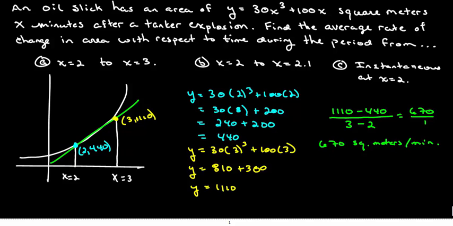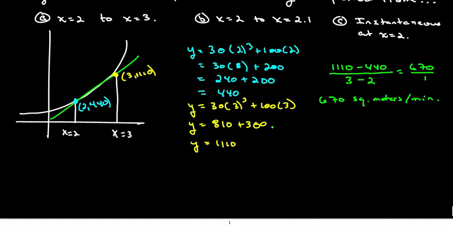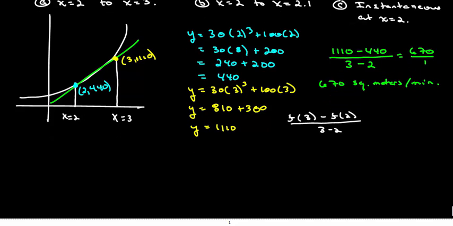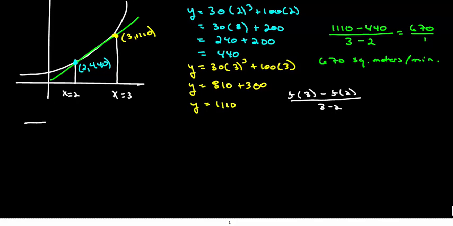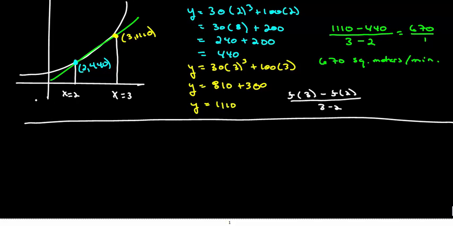Now, if you just want to follow the formula, all you got to do is take the function evaluated at your initial point plus the little bits. So 2 plus 1, which is 3, so f at 3 minus f at 2 all over 3 minus 2, which is essentially what I just did. This right here is the 1110, and this right here is the 440. Okay, let's look at B. We got to go between 2 and 2.1 minutes. Same deal, it's just that we're taking this point and we're moving it much closer.